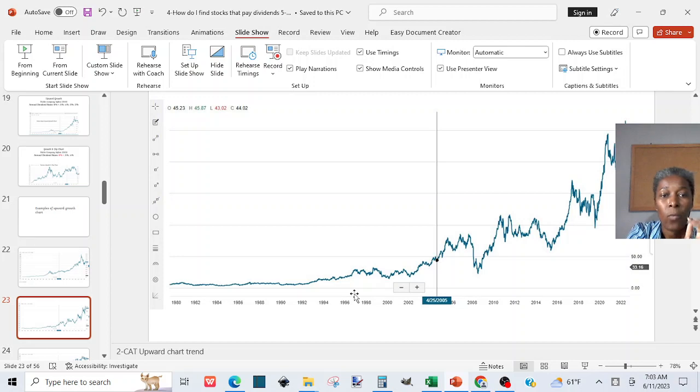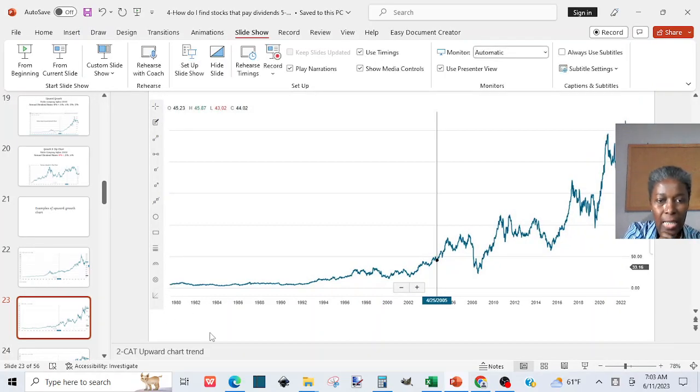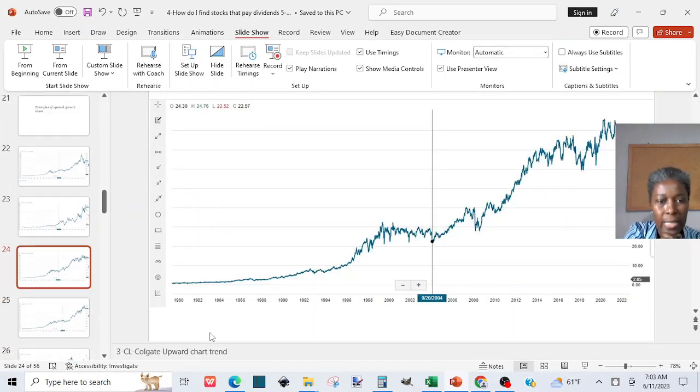Oh, and by the way, when we are doing the chart, that's where you'll find the year it went public. You'll find it at the beginning of the chart, because the axis at the bottom has the years, and you want the first year date that they have. Okay, so this is Cat, and this is Colgate company.